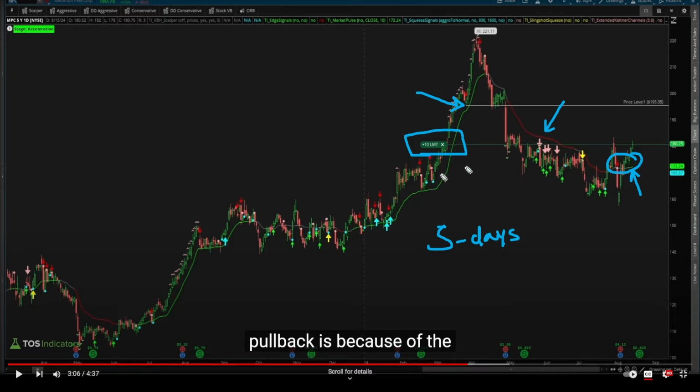Now, instead of sitting, waiting, and watching for our setup to trigger, we created an automated trading script which said, hey, buy Marathon Petroleum 10 shares whenever we pull back to this market pulse line right here. Do it without me needing to sit there and watch these charts continuously.